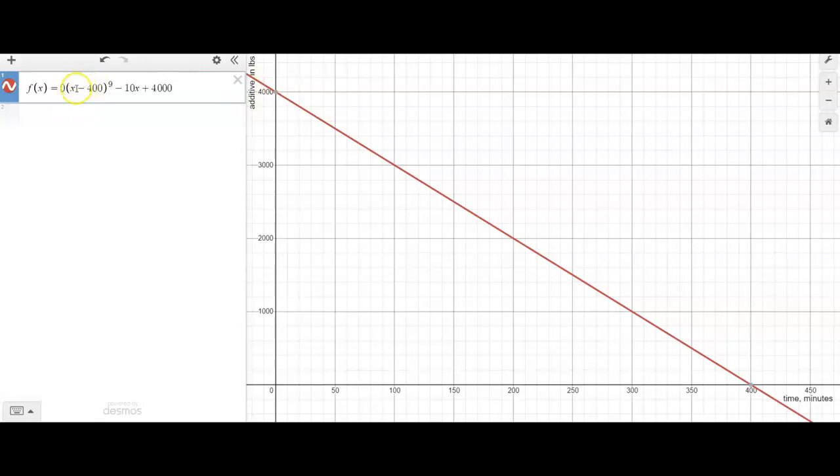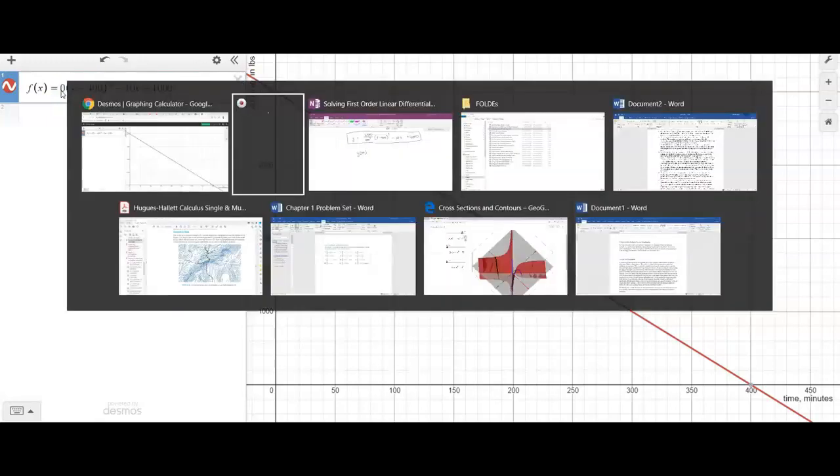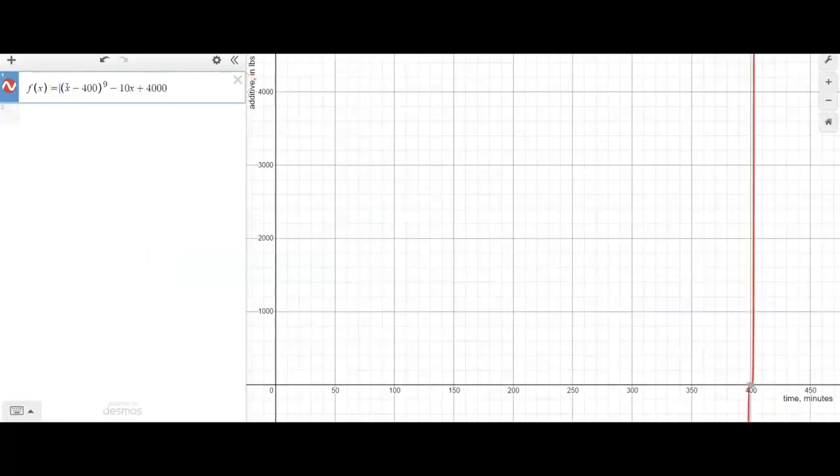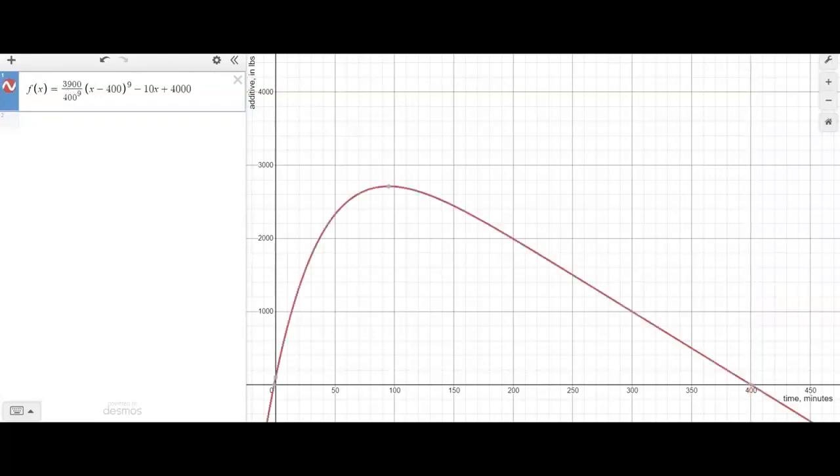And whoops, this was 3,900 over 400 to the 9th power. So now you can see that here our initial condition is satisfied, and that tiny constant, which by the way, if you estimate that, comes out to something times 10 to the negative 20. So there's 19 decimal places before the first non-zero number. That's why we left it that way.